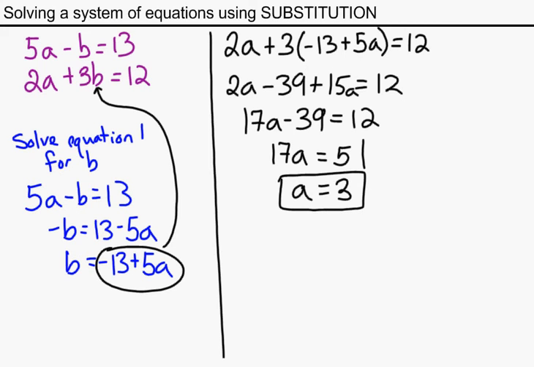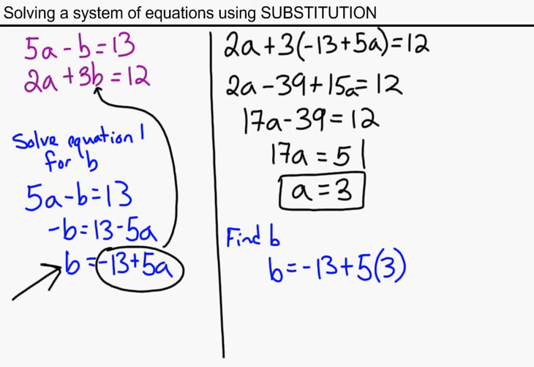My last step is to go through and find b. So again, I can pick any of these equations that have a's and b's in them, but I'm going to be really, really smart, and I'm going to choose this equation right there because it has b already in terms of a. So I get b equals -13 plus 5, and instead of a, I substitute in the value of 3. So b equals -13 plus 15, which gives me 2, the second half of my answer.